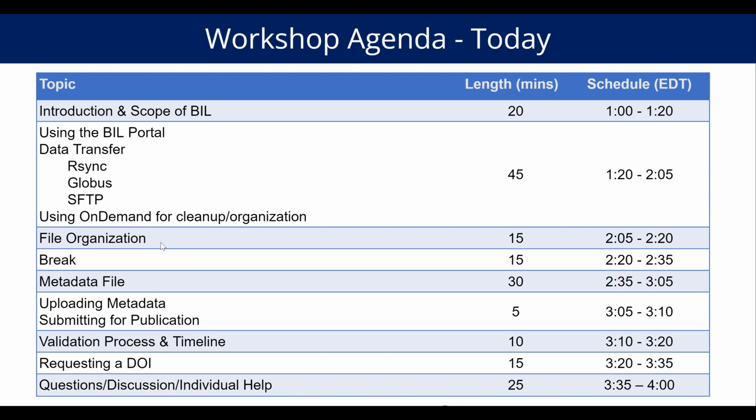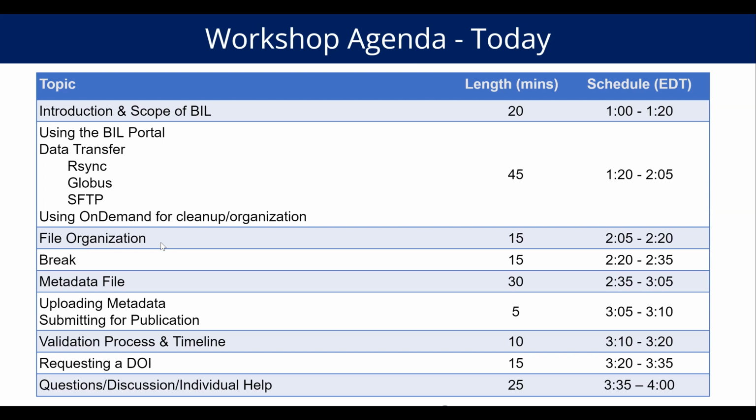I'm going to start with a brief introduction to BIL. We're going to go on to using the submission portal. You transfer data to BIL, and there are a number of different methods that you can use to transfer data to us. We're also going to show you how to use on demand to look at the files that you've transferred and enable you to reorganize your files if you need to. Then we're going to talk a little bit about submitting data to BIL in terms of file organization.